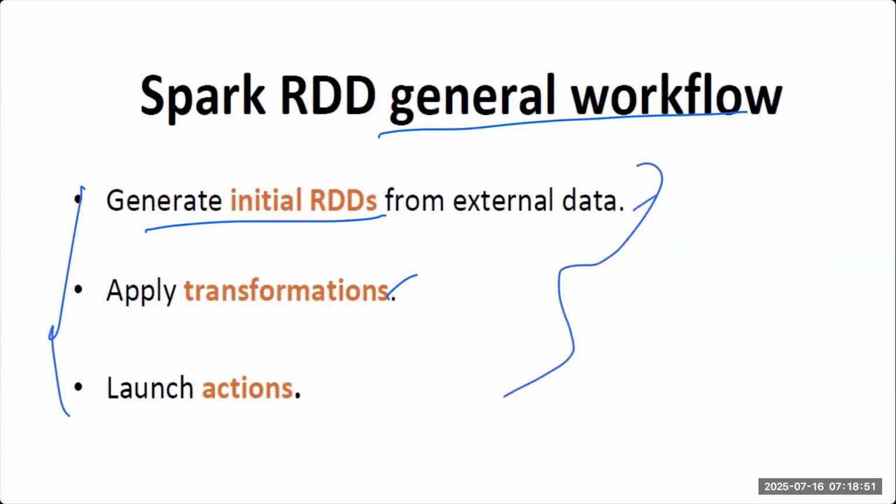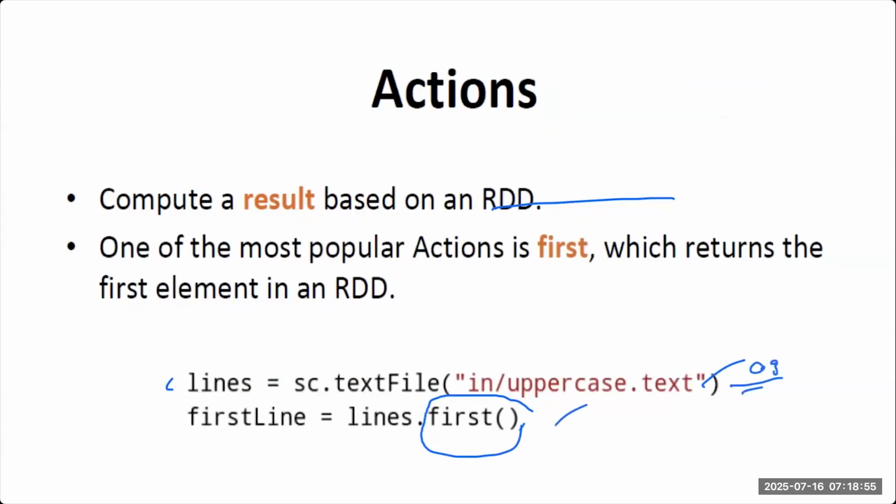What you do is create an RDD from external data. External data means, see, maybe your file is on your local, or your file is on HDFS, or your file is on S3. You will read it. Once you read it, it will create one RDD.